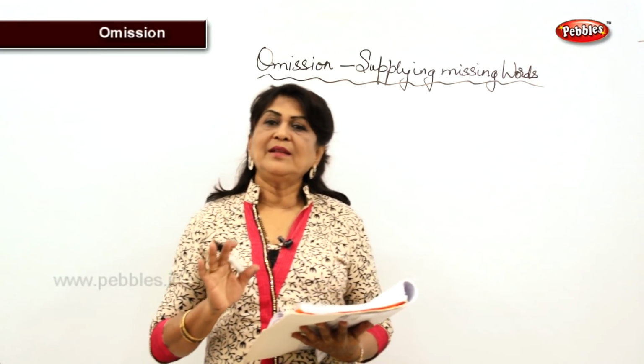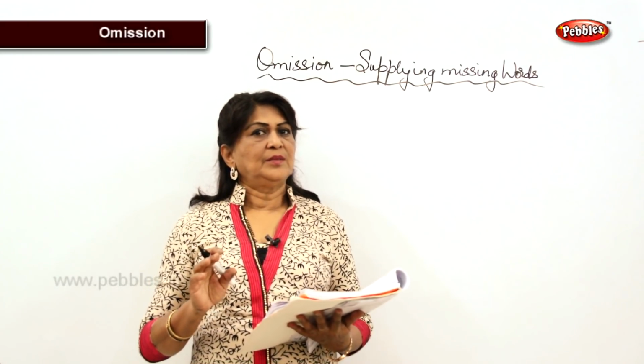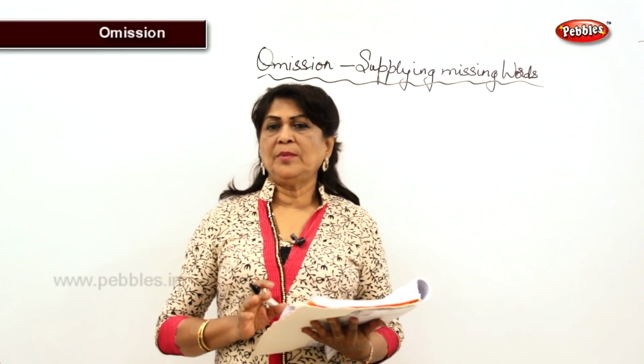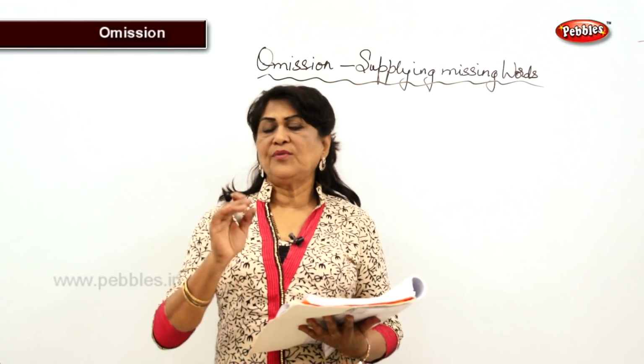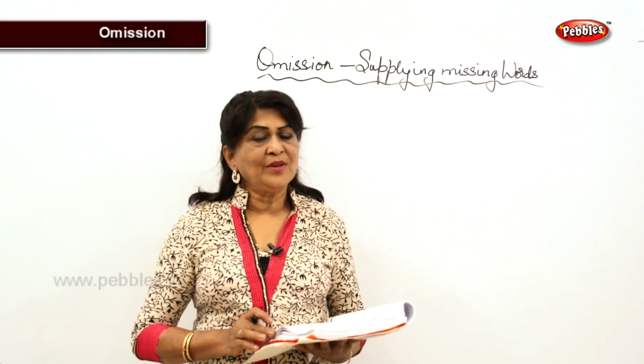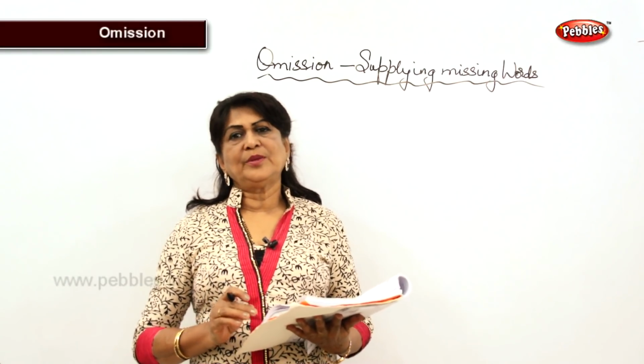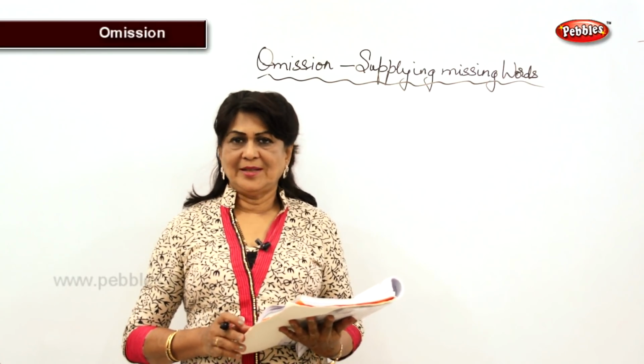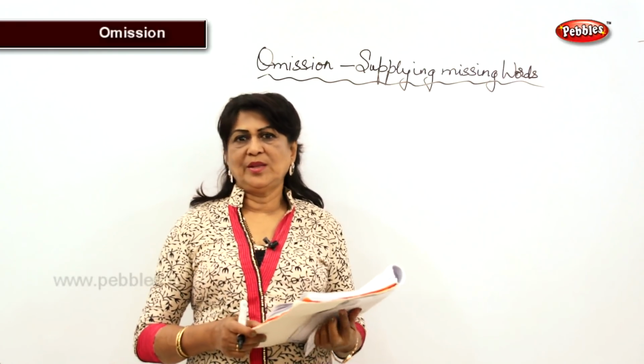So altogether there will be 8 plus 1, 9 words omitted. The first one will be worked out for you, and looking at that example you have to work out the rest. Shall we go ahead with it now?